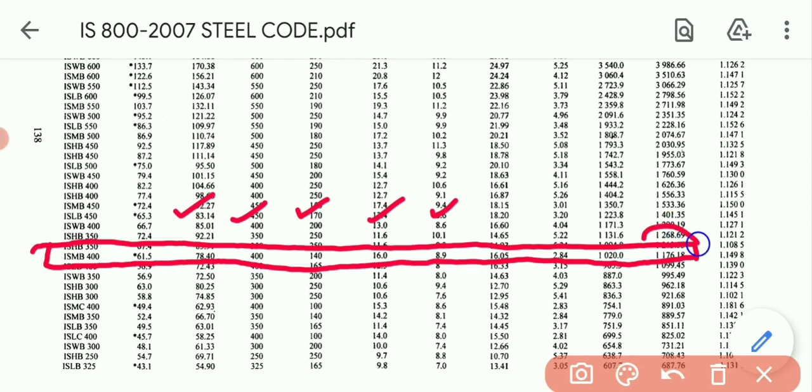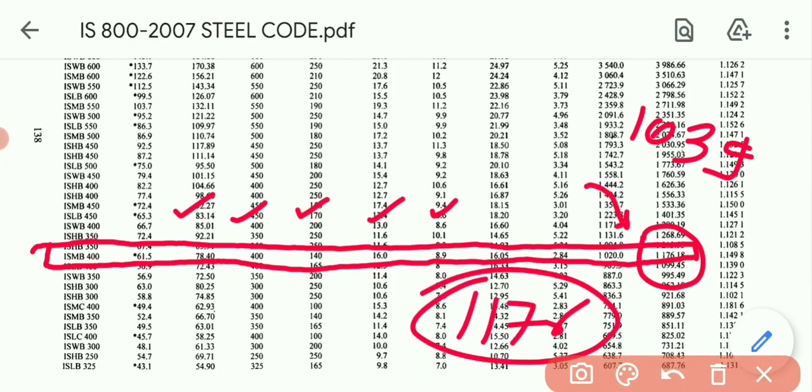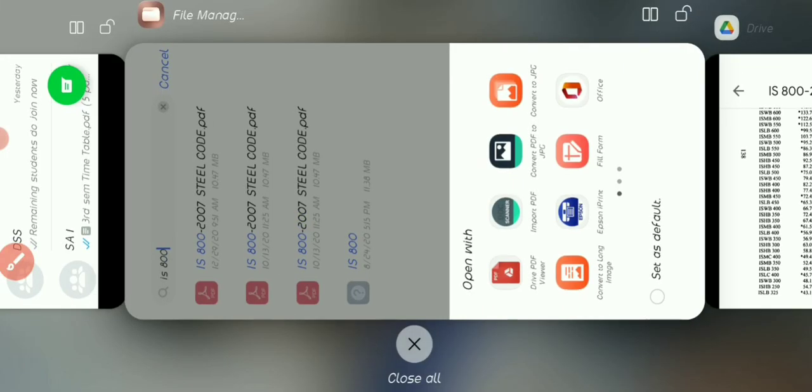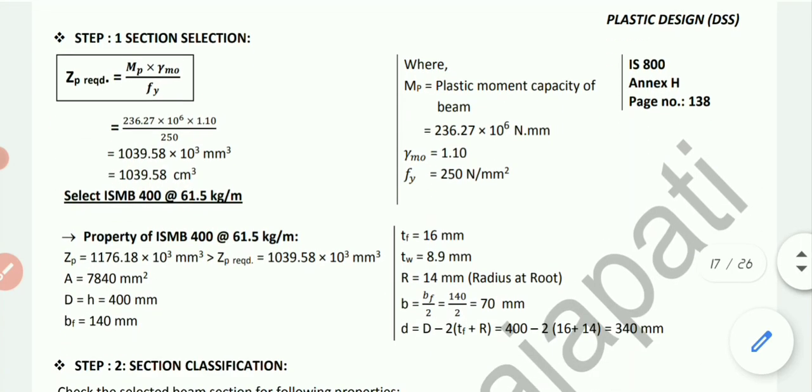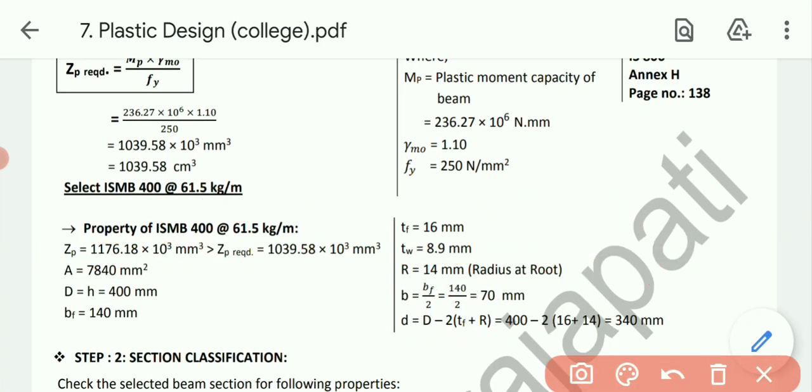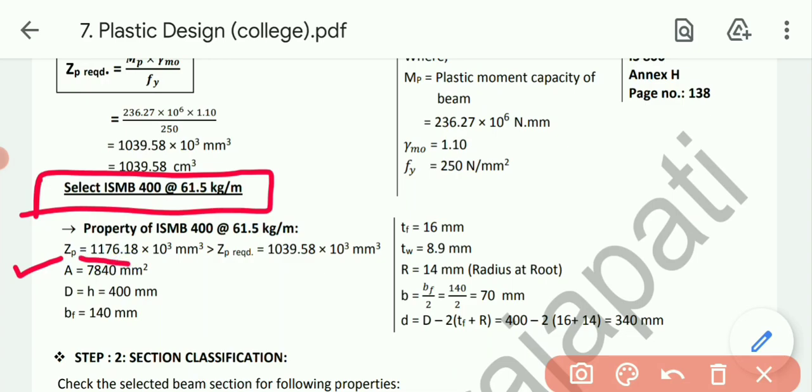Now the main thing is this ZP. Our ZP requirement was 1039, against which I am taking a section whose ZP is 1176, which is quite greater than 1039, so that's okay. Tally all these properties and write them down in our answer sheet. As you can see, I have selected the section ISMB 400 at 61.5 kg per meter, whose ZP is 1176.18 centimeter cubed, which I have converted into mm cubed by multiplying by 10 to the power 3.